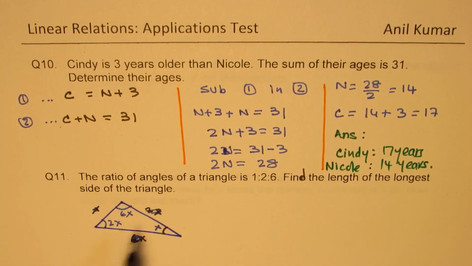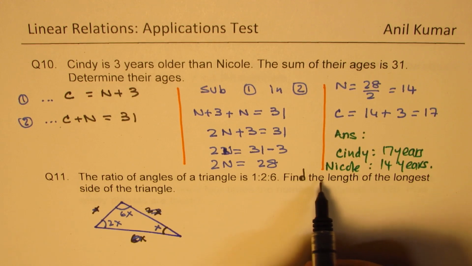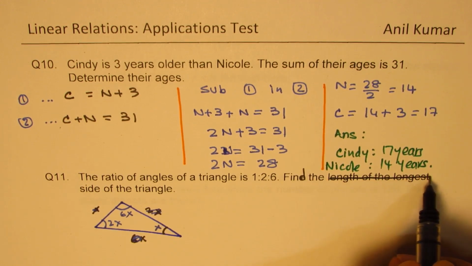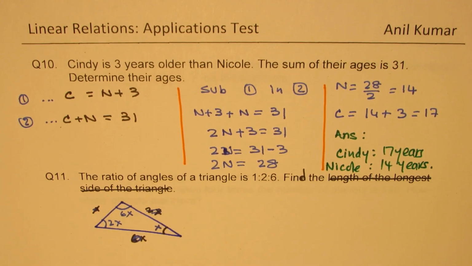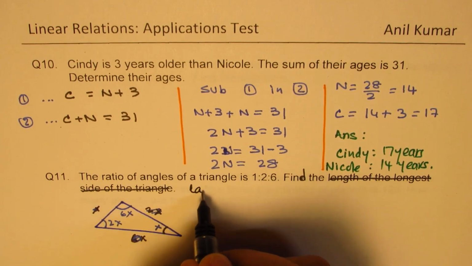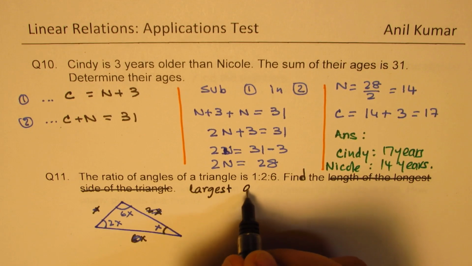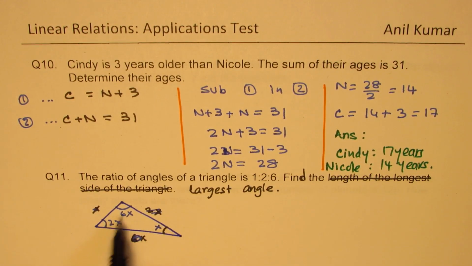Find the length. So the question is confusing. Not the length. We cannot find the length from here, right? So that is why there is a mistake here. So it should have been: the ratio of angles in the triangle is 1 is to 2 is to 6. Find the largest angle. That makes sense, right? So we'll find what is the largest angle.